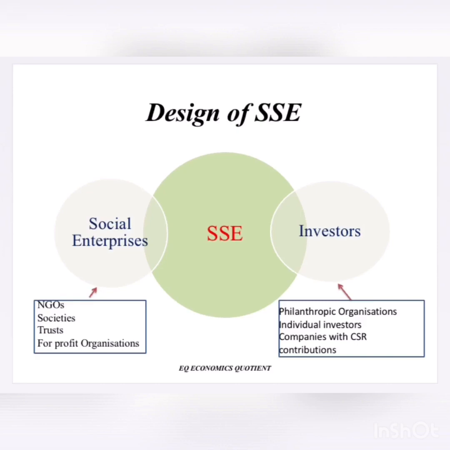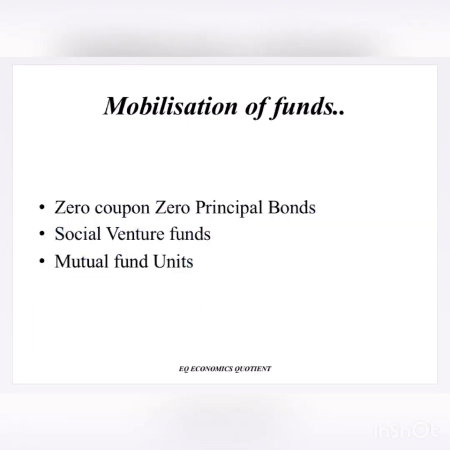If you see the transactions in a normal stock exchange, it is all profit motive. For example, investors invest in shares of various companies with the aim of getting higher returns. But in the case of a social stock exchange, it works for a social objective and it cannot provide any returns to the investors. Therefore, we need to come up with a special mechanism to raise capital. These are the mechanisms for the mobilization of funds.